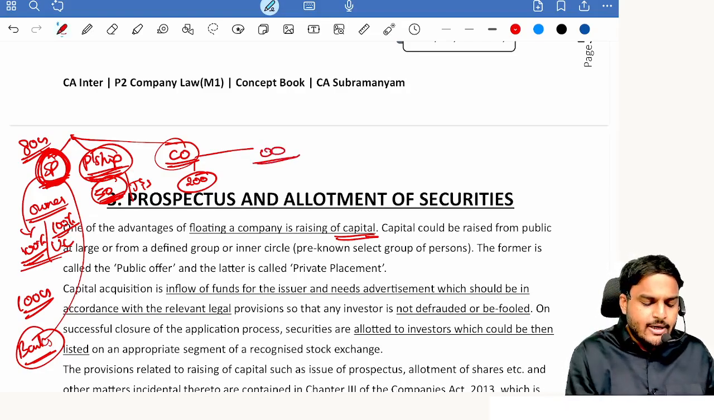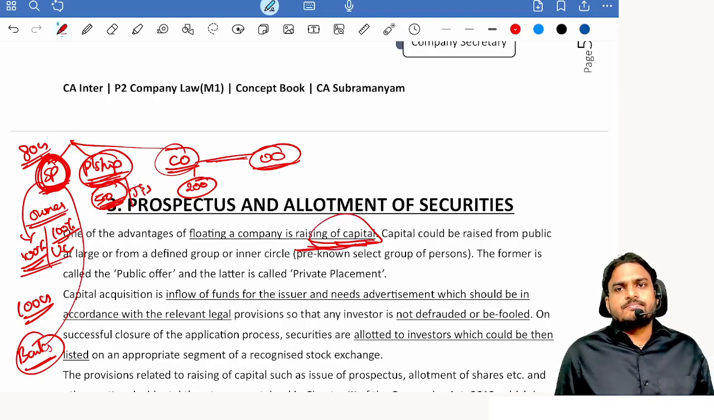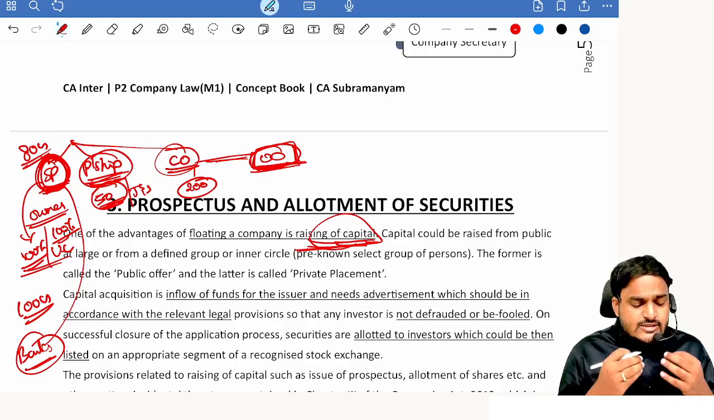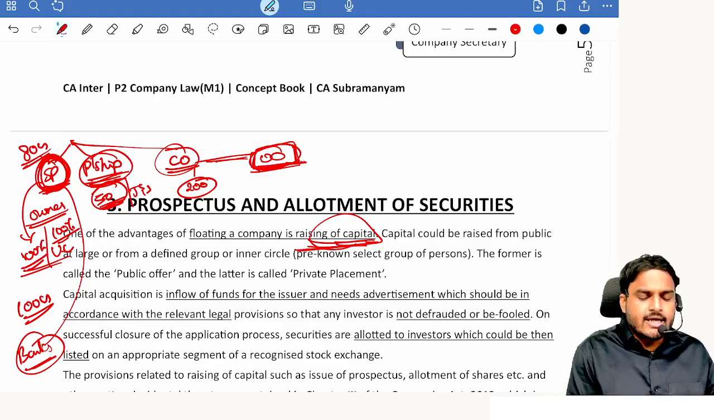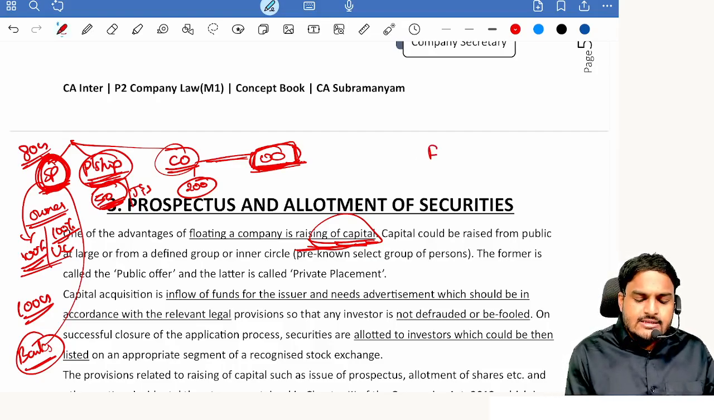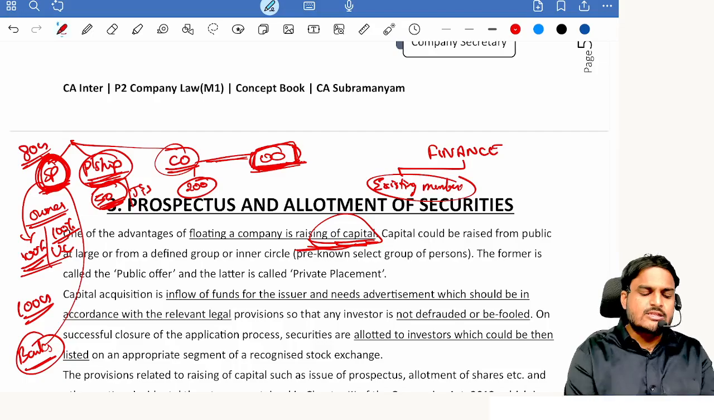So definitely compared to partnership, company can enjoy the benefit of raising capital. Yes or no? Since unlimited number of members we can have, that means we can raise finance, which is more compared to partnership firm as well as sole proprietorship. And raising finance, what are all the alternatives we are having? First we will go with existing members. Sir, what is the need of going with existing members? I'll tell you one simple example.